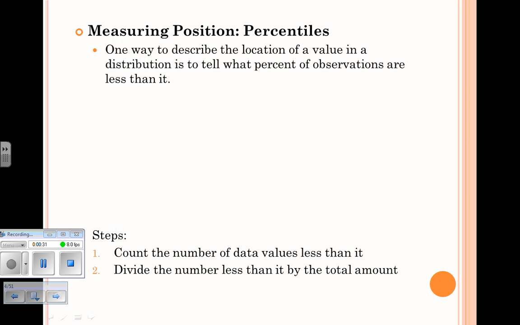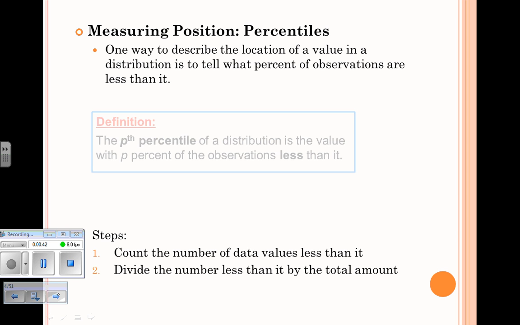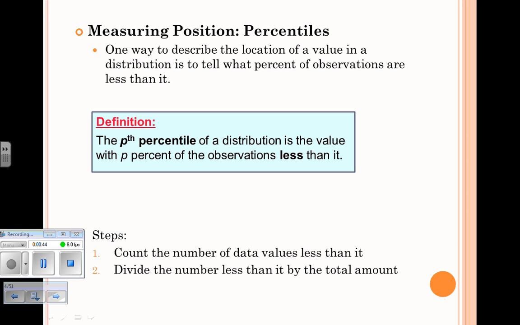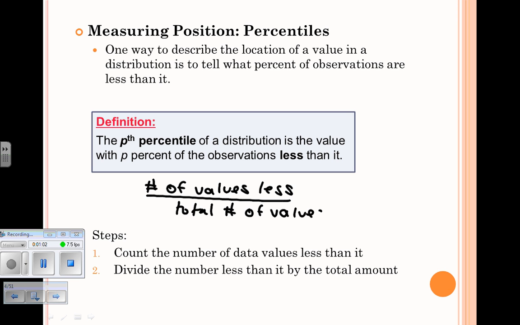Measuring position, so percentiles. Percentiles are one way to describe the location of a value in a distribution. You could see what percent of observations are less than it. So in a percentile, you're going to see how many values are less than it. You're going to take the number of values less divided by the total number of values.